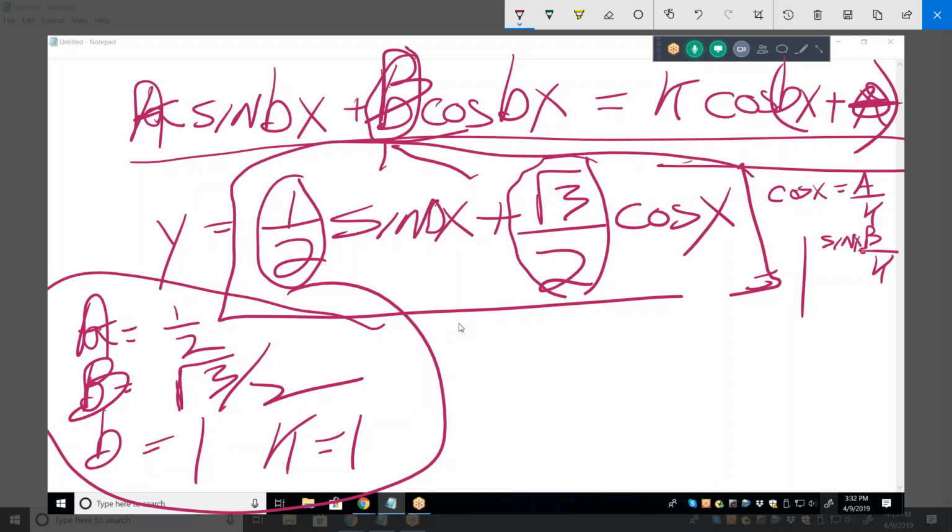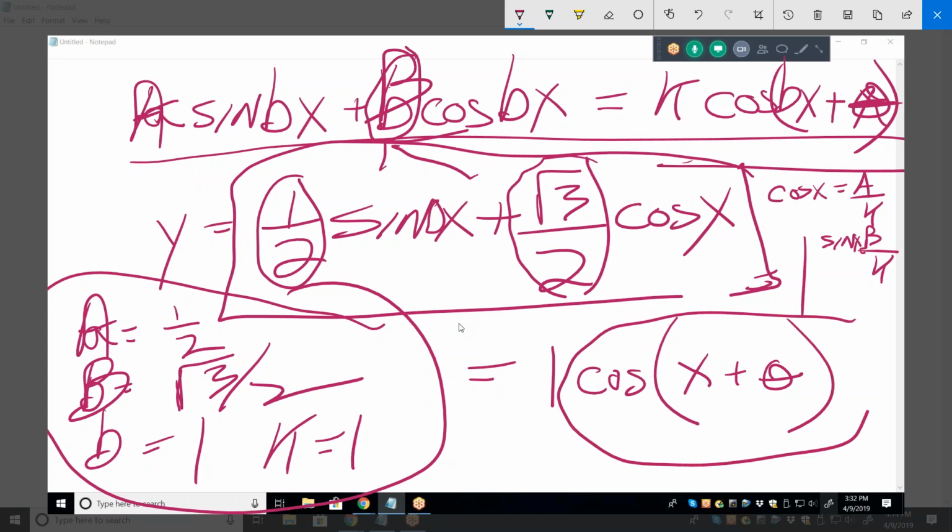So anyway, do we still have enough information? In other words, what do we have? K is equal to 1, and little b is 1. And that was supposed to be little b in front of the x? That's right, yes sir. 1 cosine of x plus theta. Isn't that the answer? Okay, and they wanted the A over k and B over k to be used to find theta. Okay, I can figure out what we're going to do here.